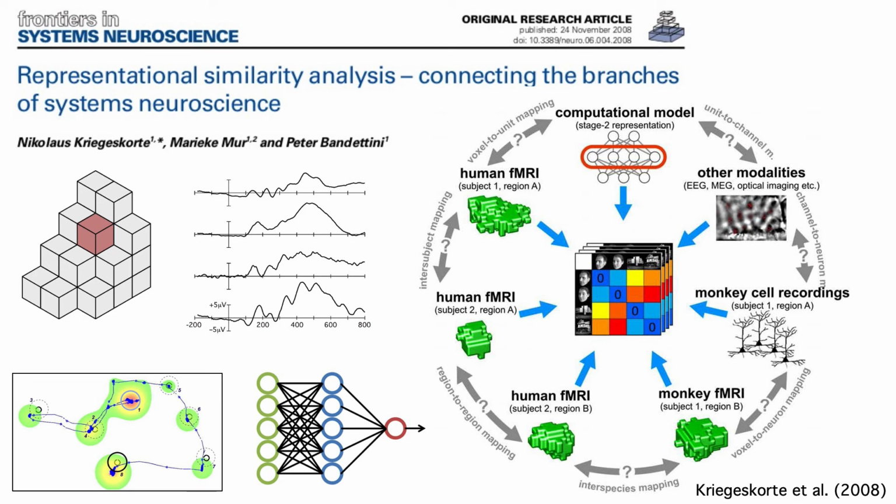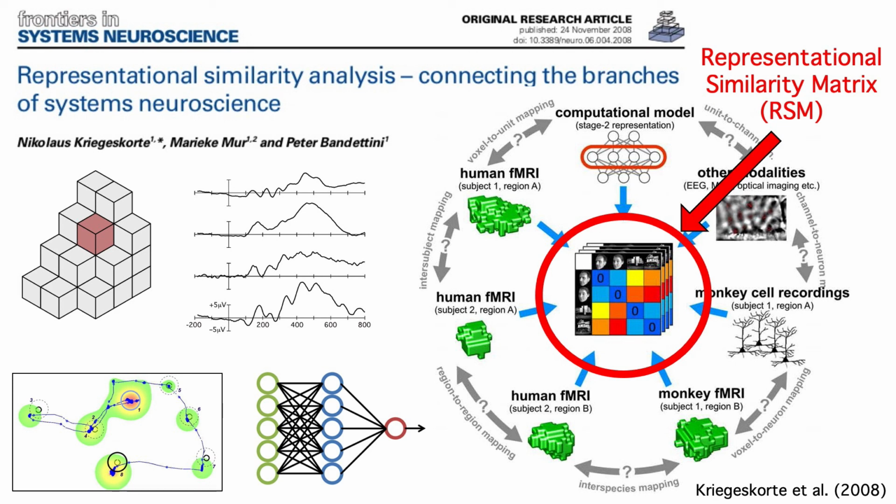How can we compare these different sources of data given that they have completely different formats and units? RSA solves this problem by converting each source of data into what's called a representational similarity matrix, or RSM. We can then look at how strongly the RSMs from the different data sources correlate with each other. Okay, let's unpack all of this.